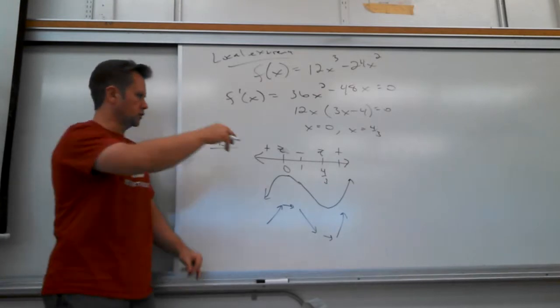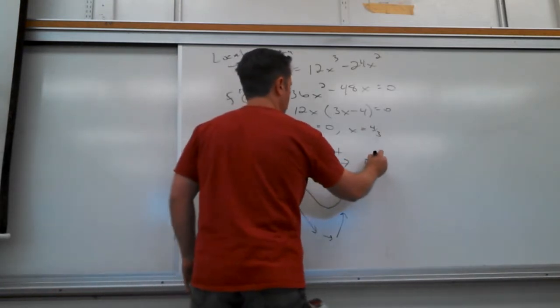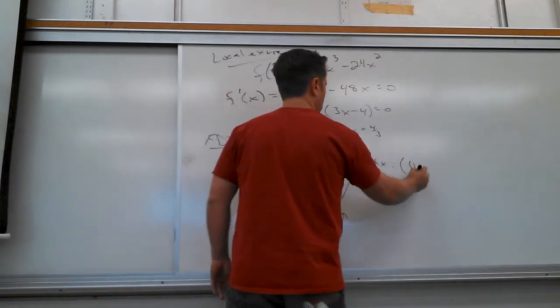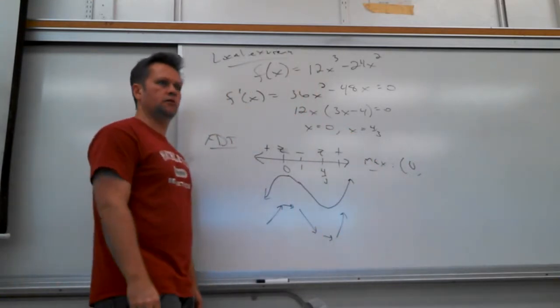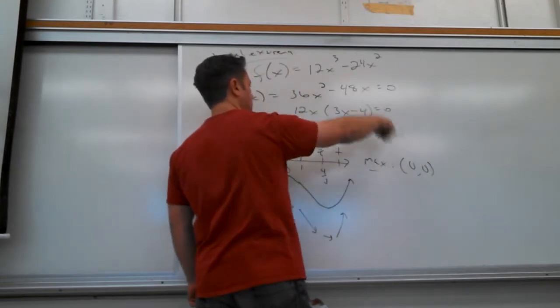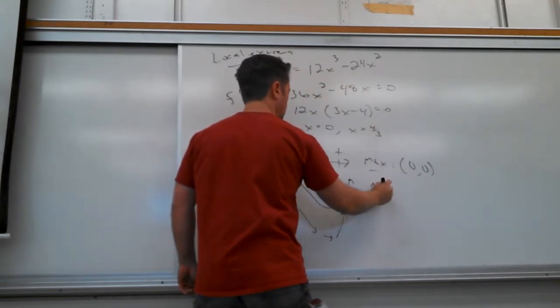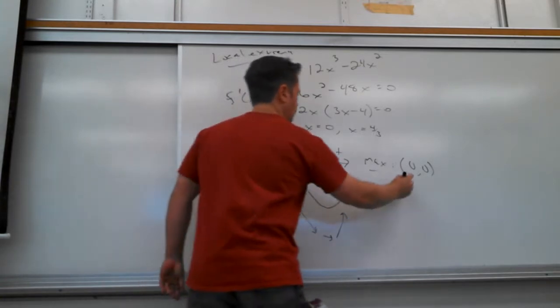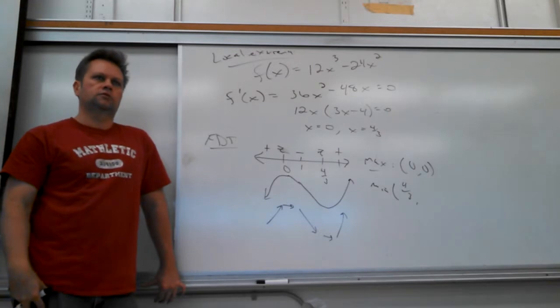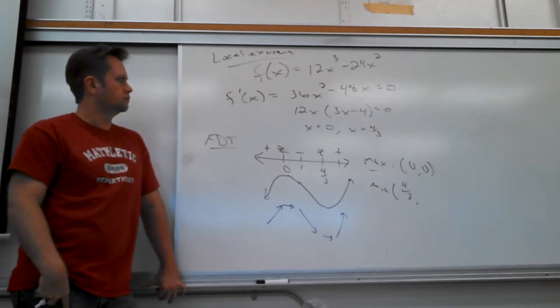So real quick, let's make sure. What's the local max? That would be 0, 0. You are lucky on 0. It doesn't matter which one you plug it into. What's the min? 4/3, comma, something. So 4 minus 4 is 0. Wait, never mind.